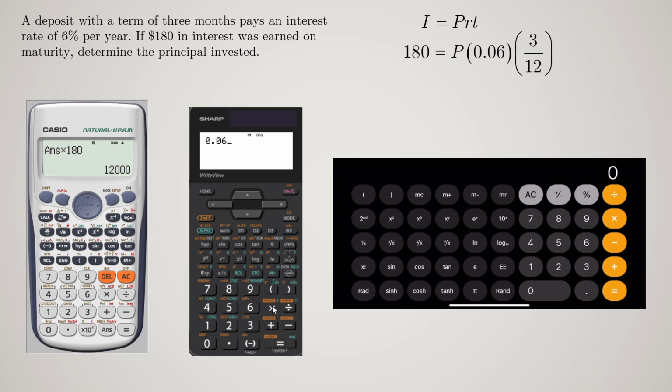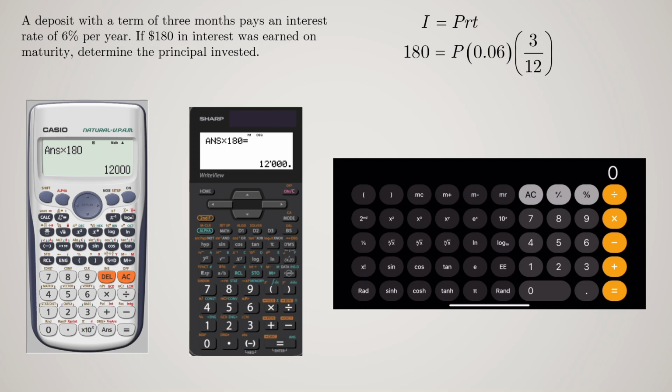And last but not least, I could go 0.06 times 3 divided by 12. I want to divide this into 180. So I'd like to do 180 divided by this number. So I can do 180 multiplied by the reciprocal of this number. So to get the reciprocal, second function, reciprocal button there, that's the reciprocal. And if I multiply that by 180, I get 12,000. So lots of options. Choose whichever one you find to be the simplest.